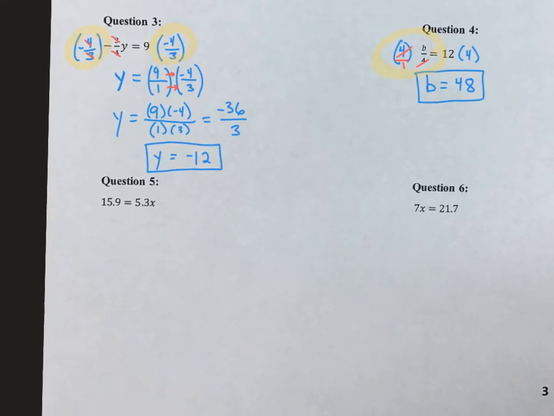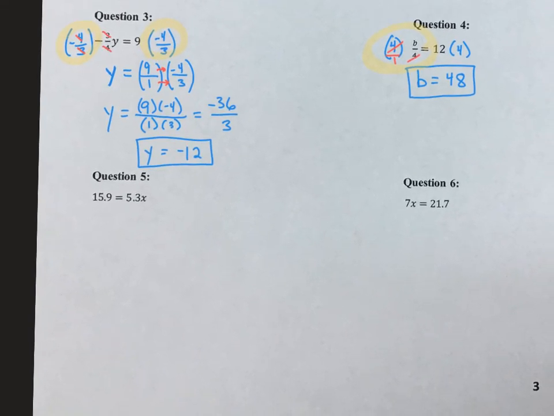Okay, and guys, at any time if you are confused and you need to go back, just pause the video and rewind. Now with question number 5, we are again isolating the variable. We have 5.3 times x. So in order to isolate that variable, if that's a multiplication operation, the inverse operation is divided by 5.3. Again, whatever we do to one side, we have to do to the other side, 5.3.